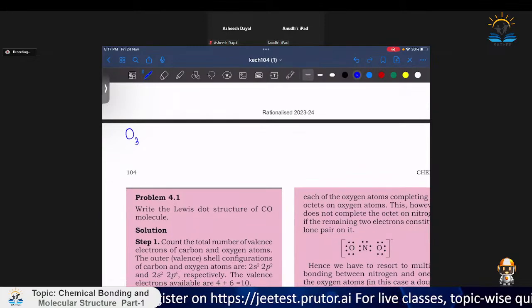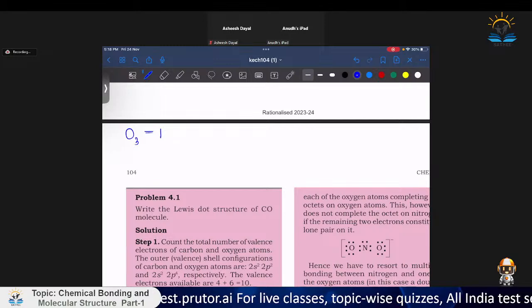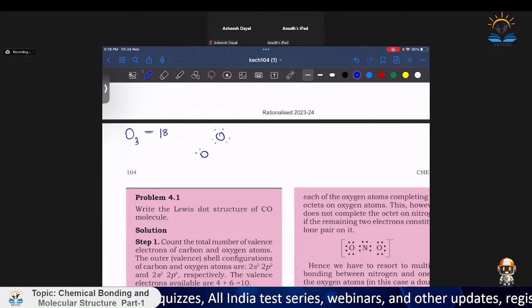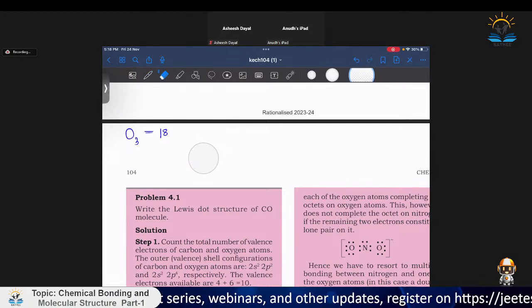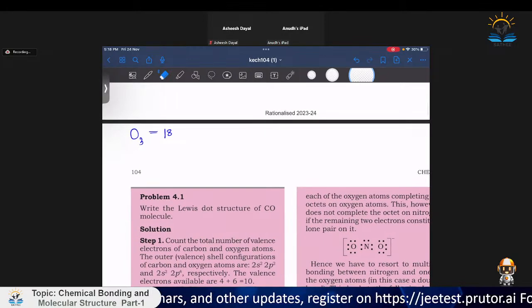And the total number of valence shell electrons is 6 into 3, 18. Now the thing is, if I draw an oxygen, again an oxygen, here. Let me draw a bit bigger. So I draw 3 oxygens.